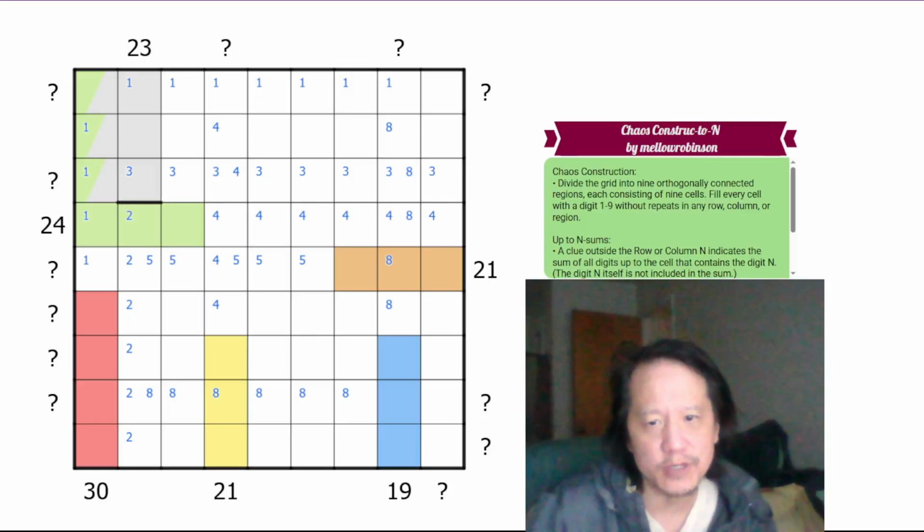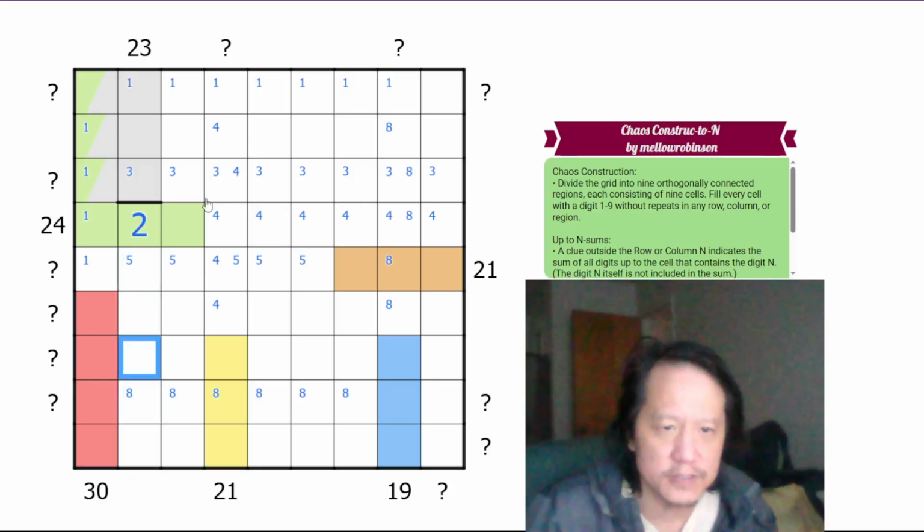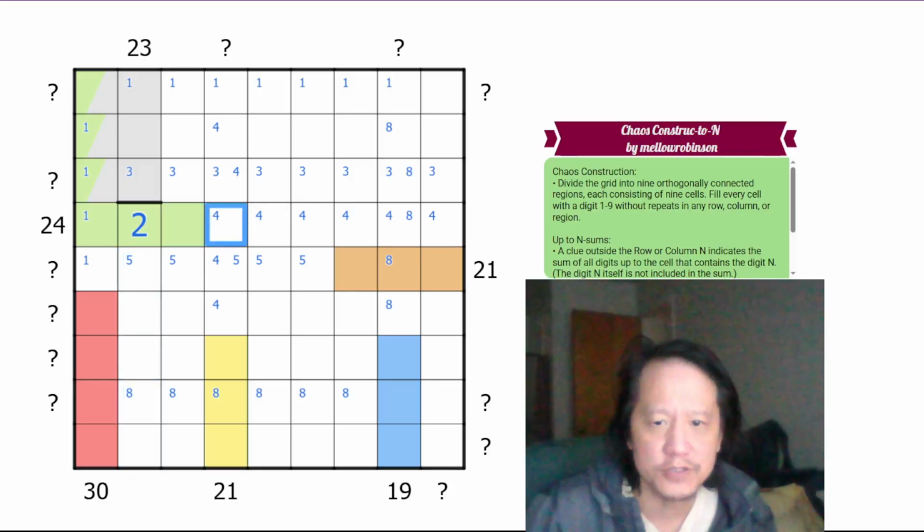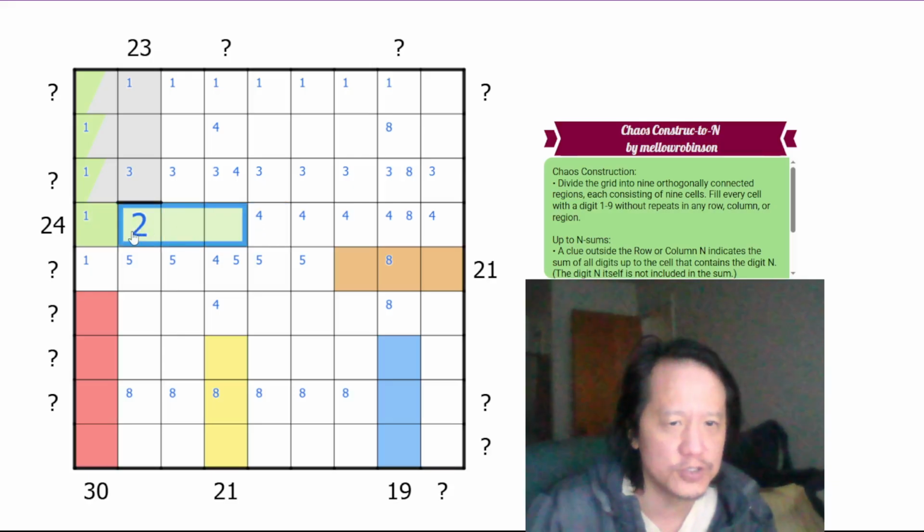So this must be a 2 here. So this is 2, which eliminates 2 in the rest of the column. That means this green has to go at least to here, so this can't be 4, because 24 minus 2 is 22. This is either part of light or it's part of green. We have 1, 2, 3 here. I guess it could be the same.